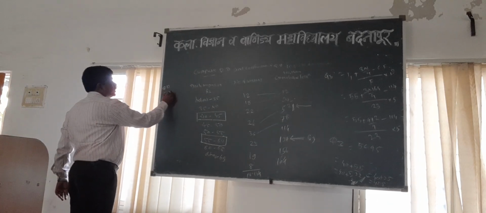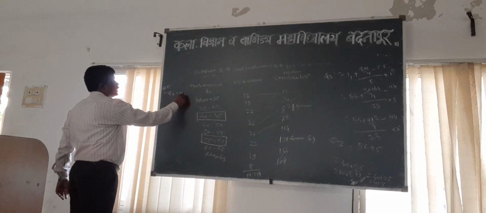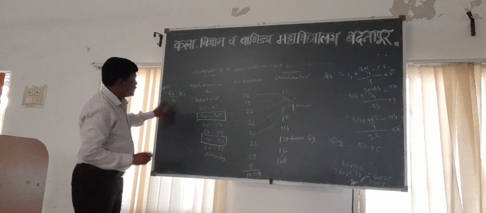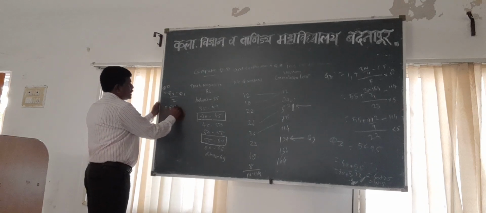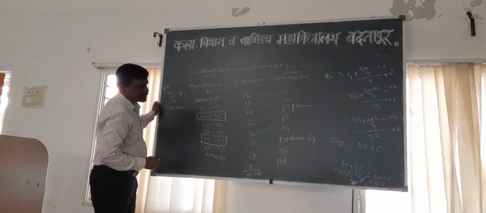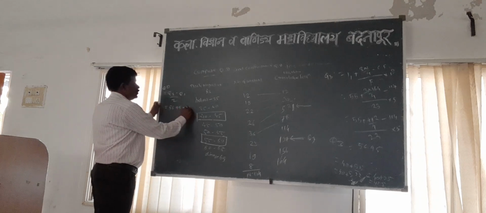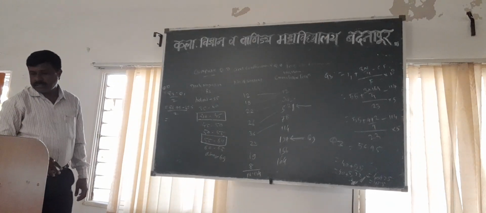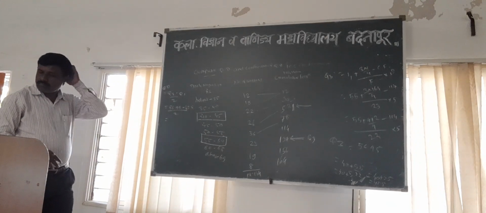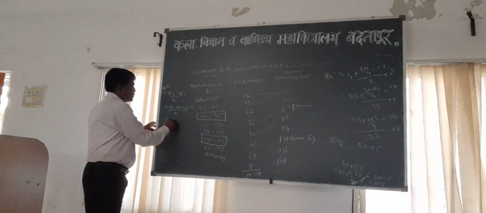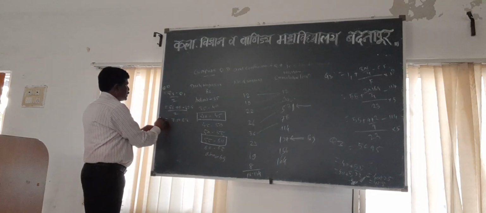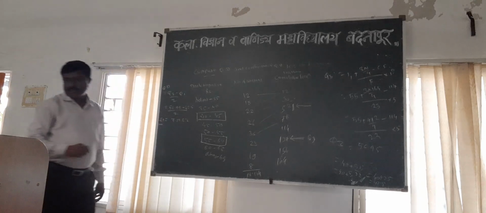56.95 is the value of quartile third. We find the quartile deviation, equal to Q3 minus Q1 divided by 2. Here Q3 is 56.95 minus Q1, which is 42.5, divided by 2, that is 7.2283. That is the quartile deviation.